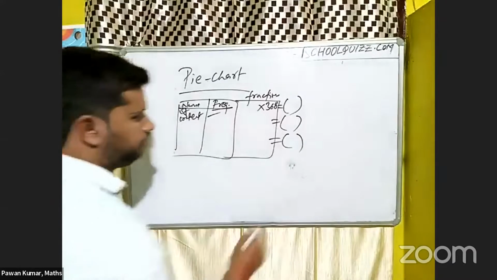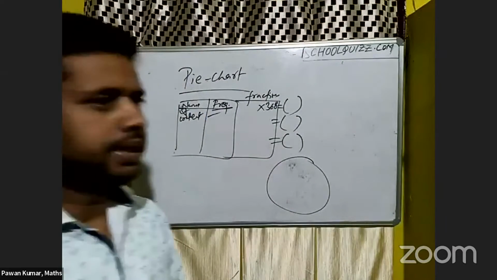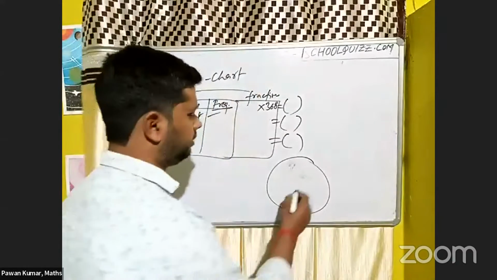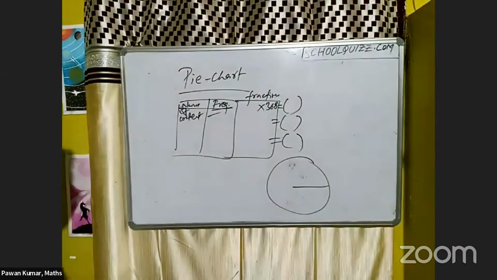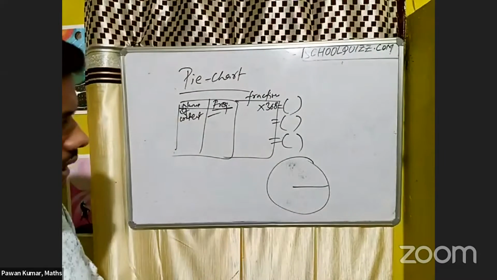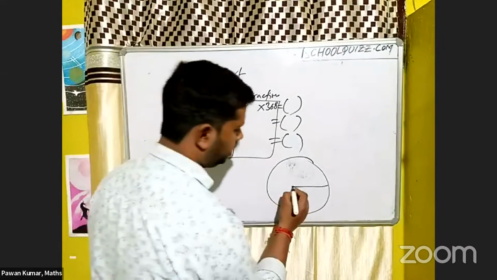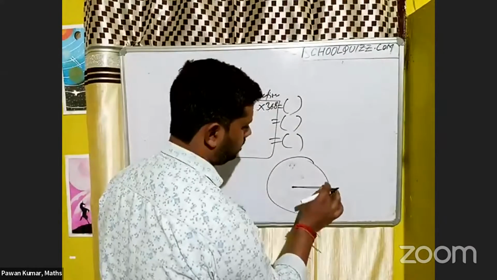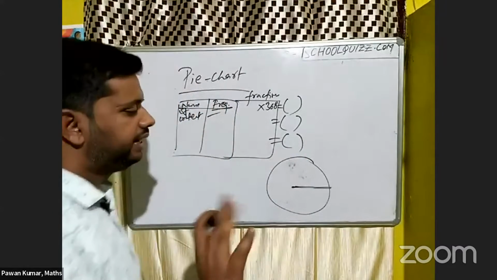After that, you have to draw one circle of any radius. No problem. No need to measure anything in that. You can draw 7 centimeter radius, 4 centimeter, 3 centimeter, 5 centimeter. No issue with that. You can draw any size of circle, and you have to make one radius first. Correct. First, you have to make a radius on your own anywhere.